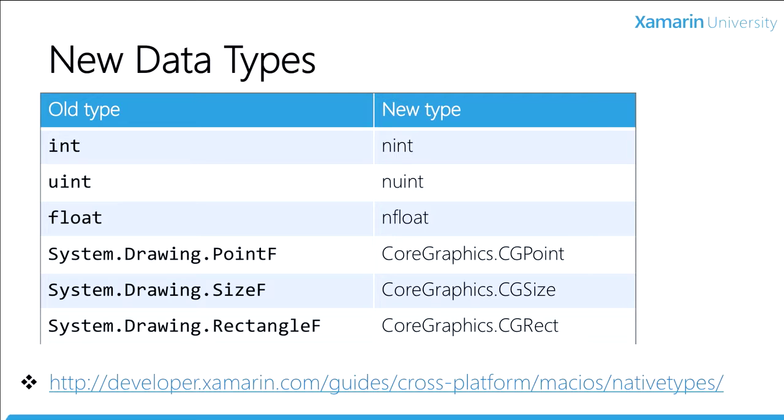And when Xamarin originally bound the iOS and Mac APIs, we used the existing data structures that happen to match the size of the host platform, which are the data types in system.drawing. In the Unified API, these are now the appropriate Apple data types from the core graphics framework. As you can see on the slide, PointF is now going to be CGPoint, SizeF is now CGSize, and RectangleF is now CGRect.